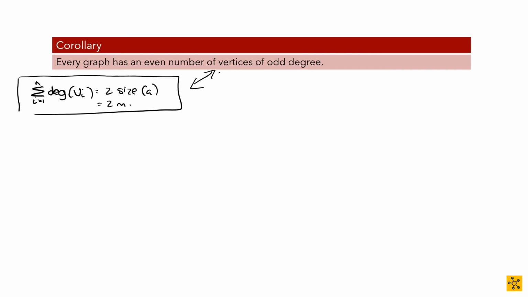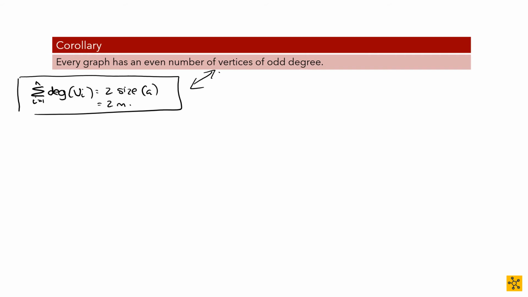So in this one, it says that every graph has an even number of vertices of odd degree. So to go about proving it, again, we're going to utilize the previous one. And again, we're not going to do anything fancy yet. We are just going to stick with a direct proof.